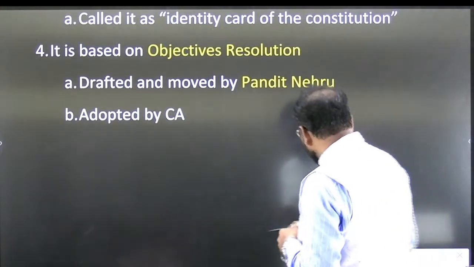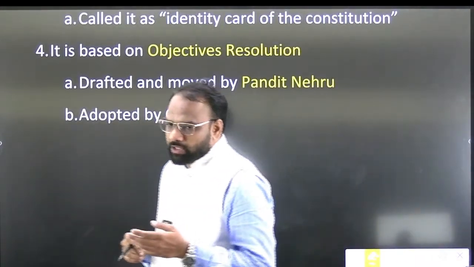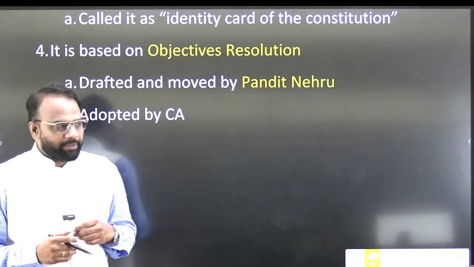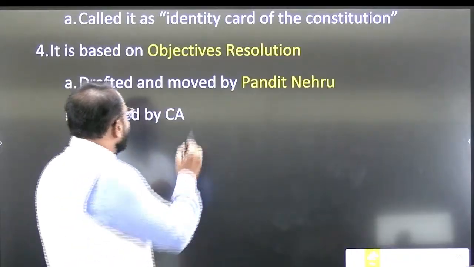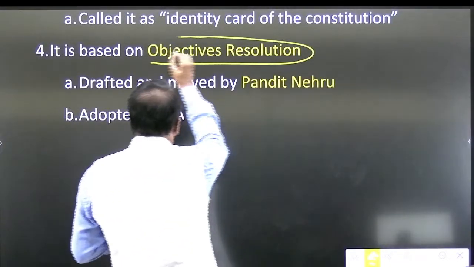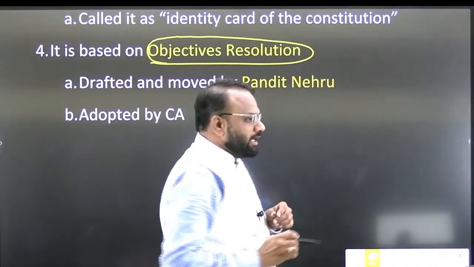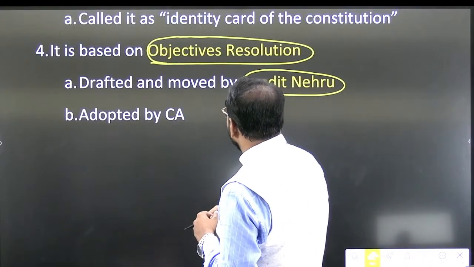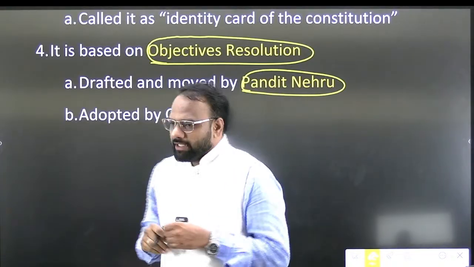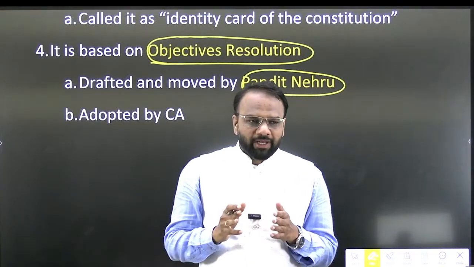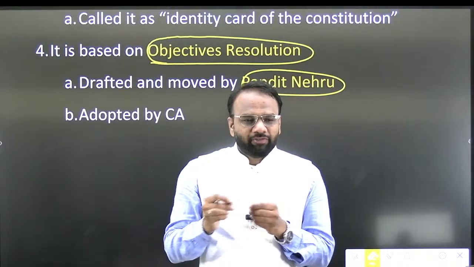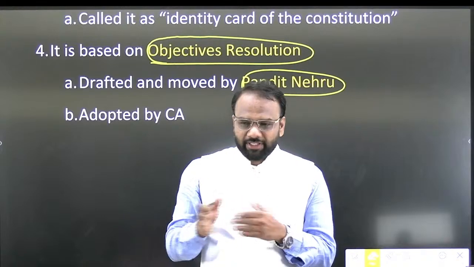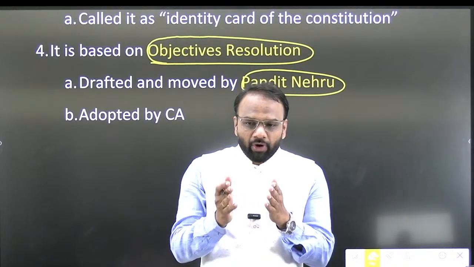There are some historical things which we are yet to discuss, because we are yet to begin the topic of modern history. In modern history we come across many topics. So, based on the objectives resolution, drafted and moved by Pandit Nehru. Our Constitution writing process started in 1946. At that time they brought a resolution.